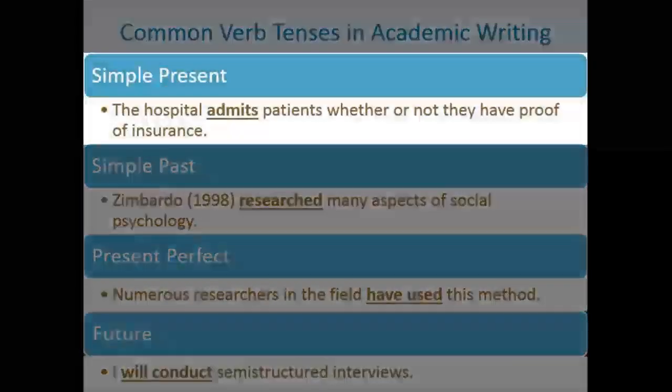The simple present is often used for general truths, things that are true. Maybe they were true in the past, they're true now, and they will very likely be true in the future. So, the hospital admits patients whether or not they have proof of insurance. This is something that is generally true in the past, now, and likely in the future, so we would use the simple present tense.